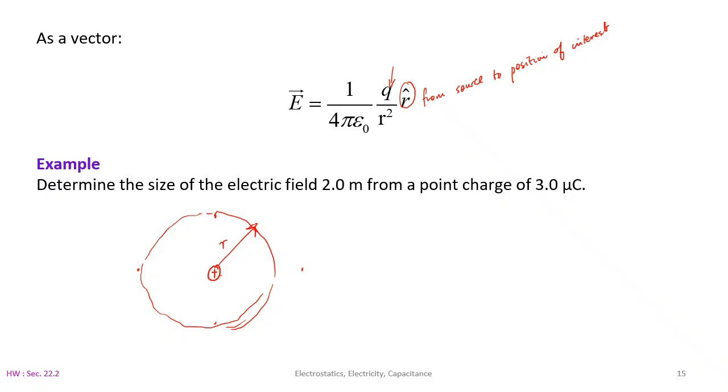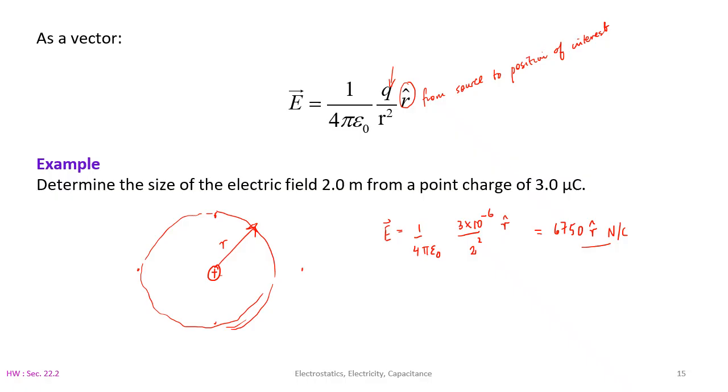So the electric field is going to be 1 over 4 pi epsilon naught. Q is 3 microcoulombs. R is 2 meters, so that's 2 squared times R hat. And what we get is 6,750 R hat newtons per coulomb.